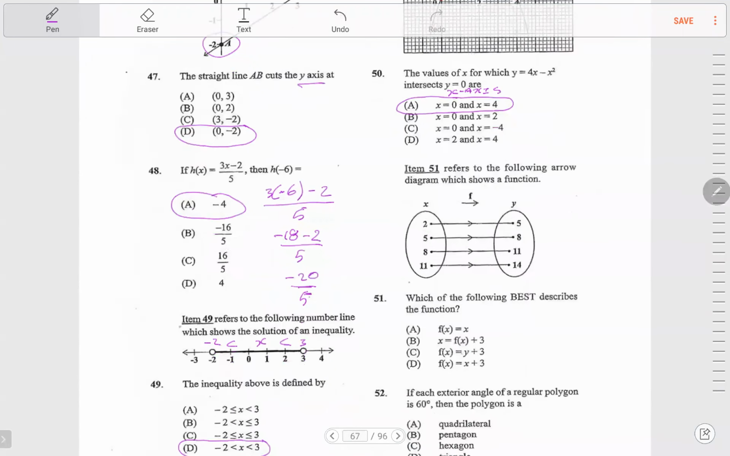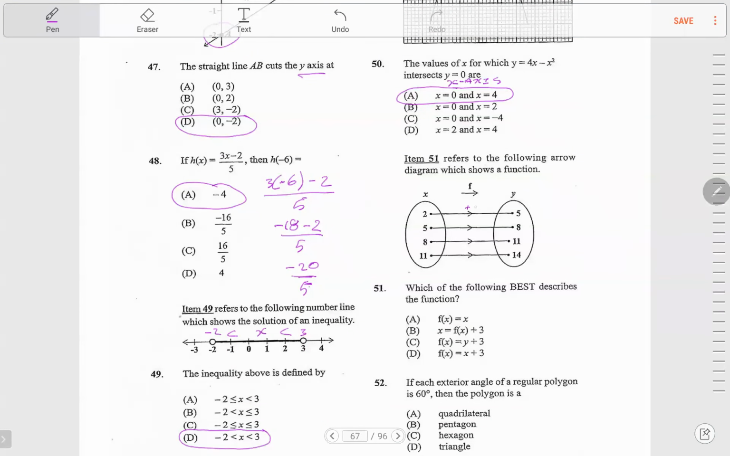We did this question already again because we keep adding 3. 2 plus 3. And 5 plus 3. Then 8 plus 3. Then 11 plus 3. So therefore it is always the x value plus 3. So x plus 3 is here. Y is equal to x plus 3. F of x equals x plus 3.